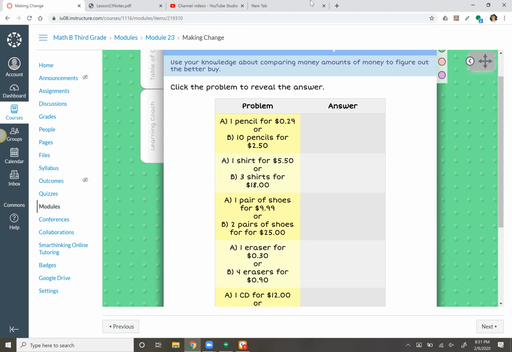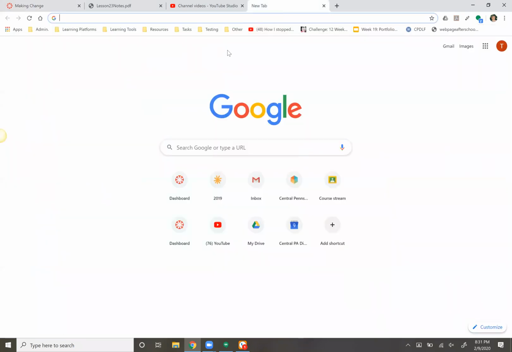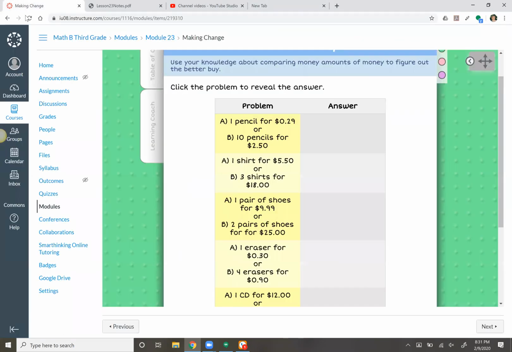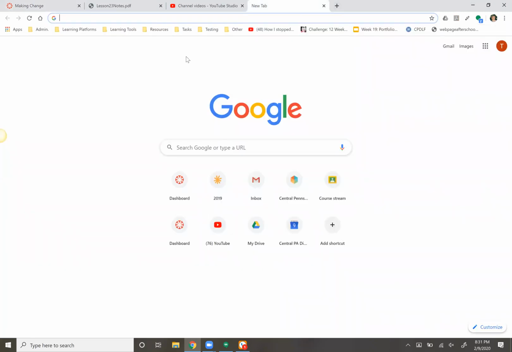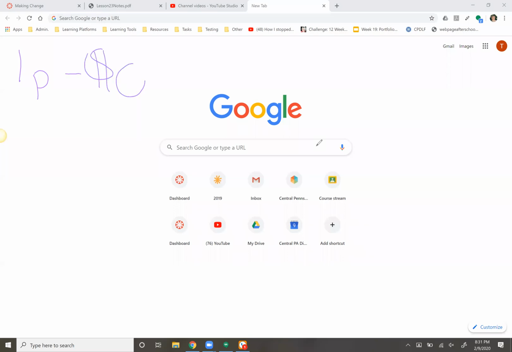So I'm gonna open up a Google. I'm gonna do 1 pencil for 29 or 10 for $2.50. Okay, annotate. So 1 pencil for 29 cents, or was it 10 pencils for $2.50?